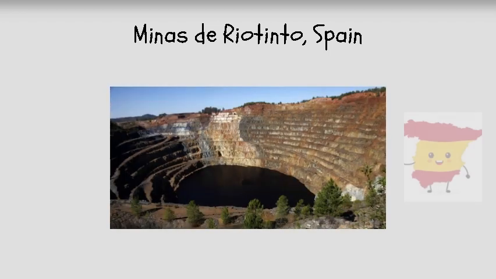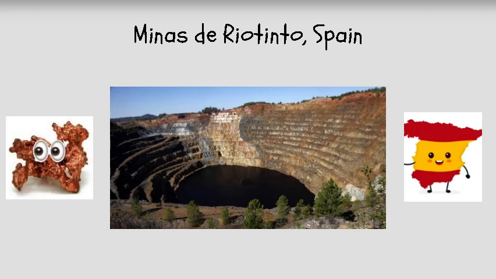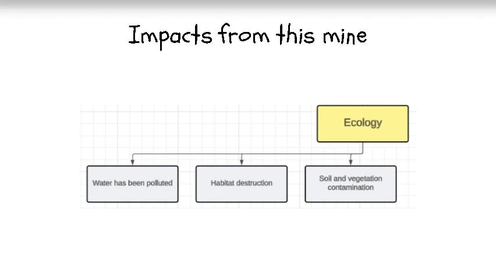Minas de Rio Tinto, Spain. It is located in the province of Huelva, Andalusia. It primarily extracts copper, but also other materials. Its ecological impacts are that the water is polluted, the habitat is destroyed, and there is soil and vegetation contamination of the nature that is around it.